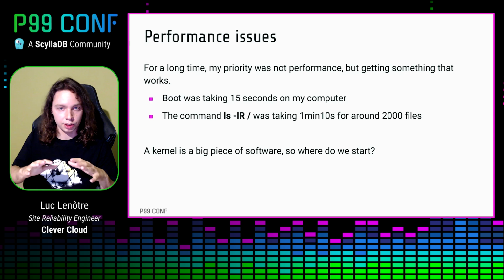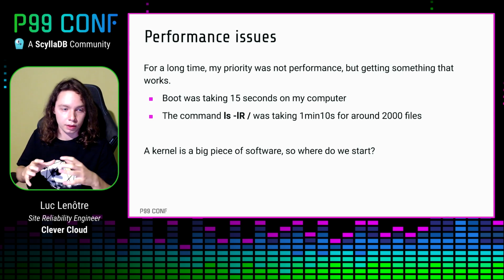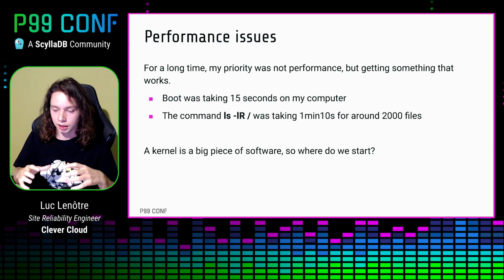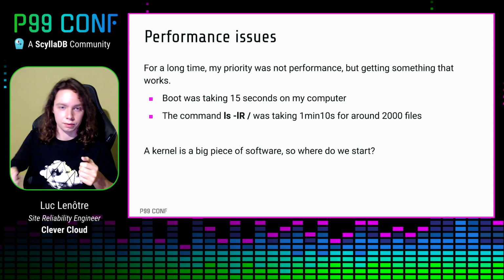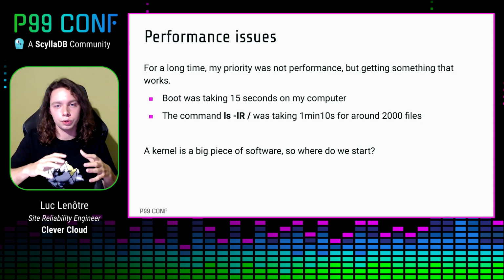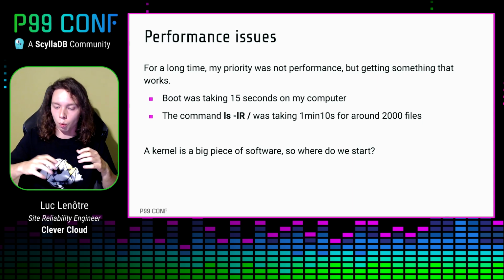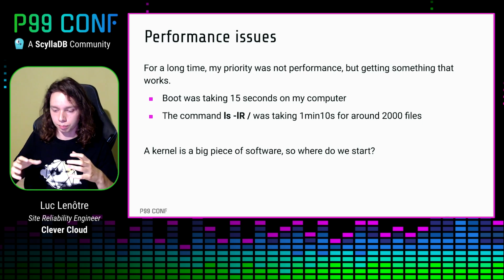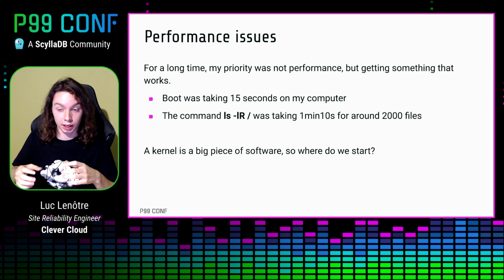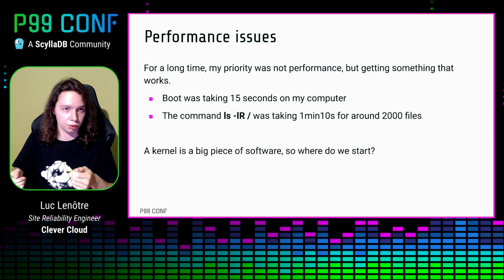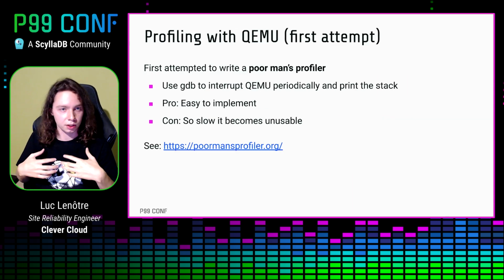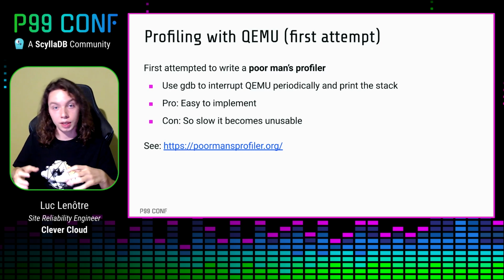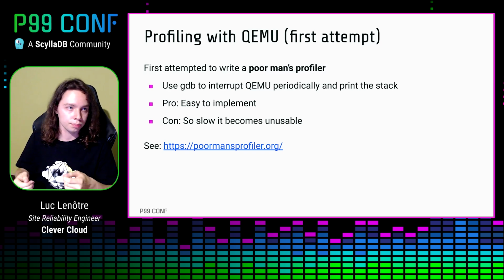So I needed to optimize all of that. The problem is a kernel is a pretty big piece of software, so where do we start? I needed some kind of tool to indicate to me where the performance was bad. So I basically had to have a profiler. The thing is, QEMU does not have, to my knowledge, a tool that allows to do that. So I had to do it myself.